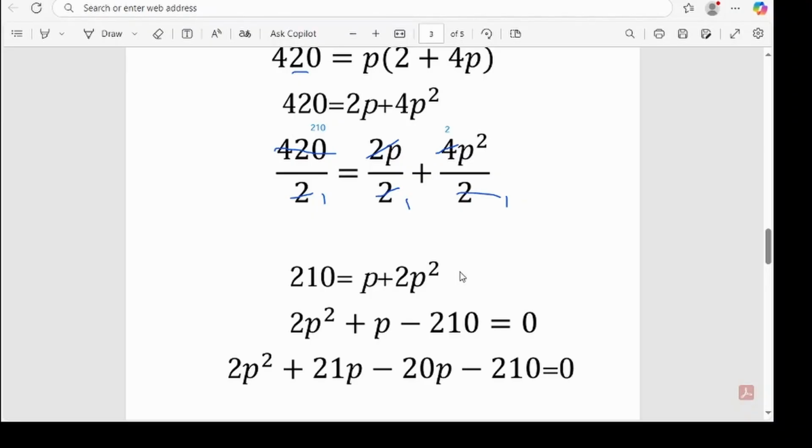At this point, we have to form an equation. Based on the features of this equation, it best fits a quadratic equation if we form a simple equation out of it. So here we have to form a quadratic equation.